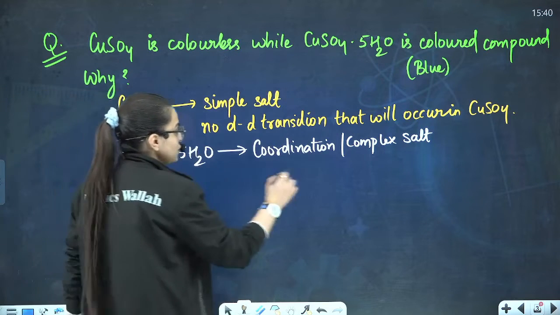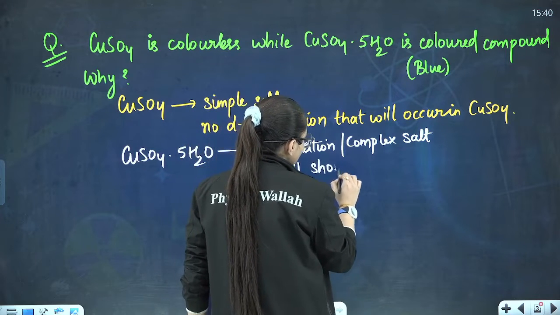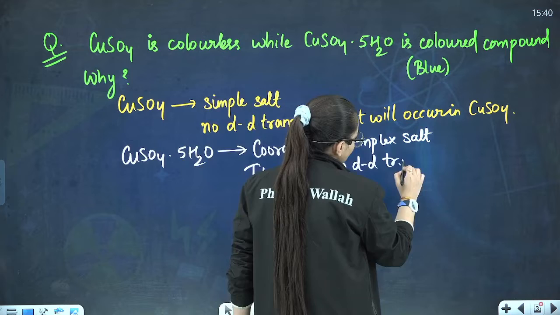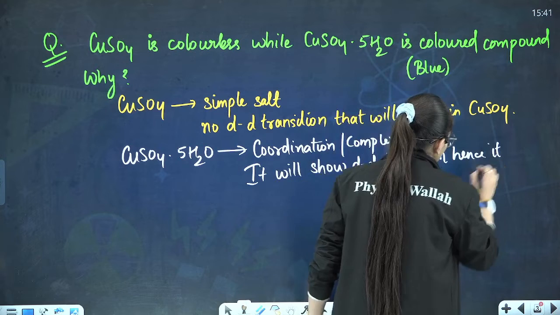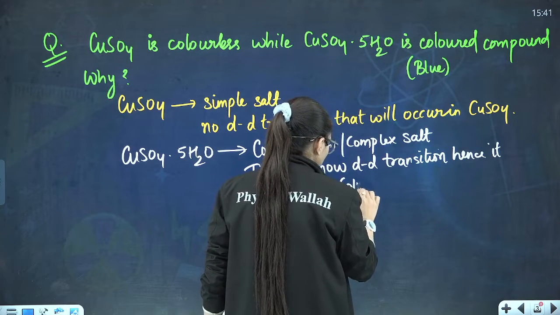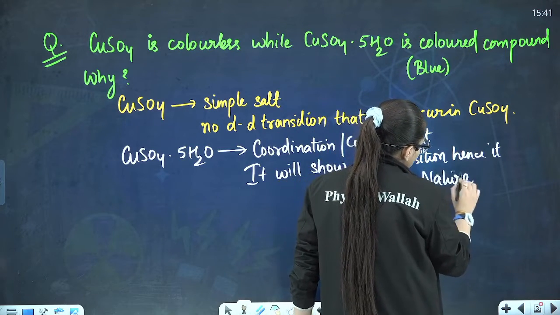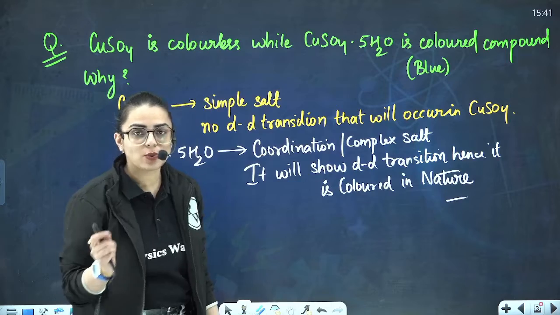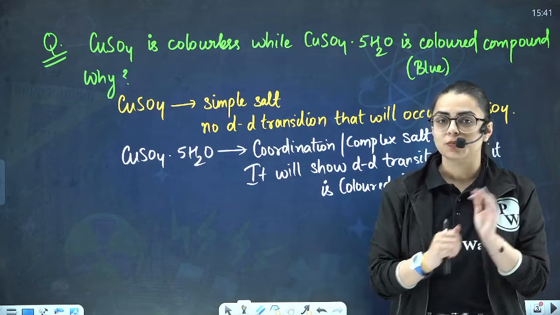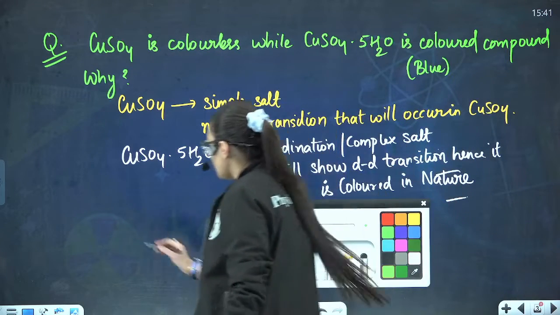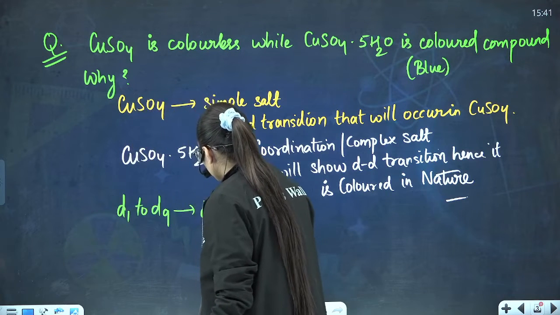Okay, so what happens over here? It will show d-d transition, hence it is colored in nature. Is it clear to you people? Great. Now students, such kind of questions can be asked. You just need to identify whether electrons are present over there or not, because see what happens, if you have configuration from d1 to d9, then yes, there will be d-d transition taking place.